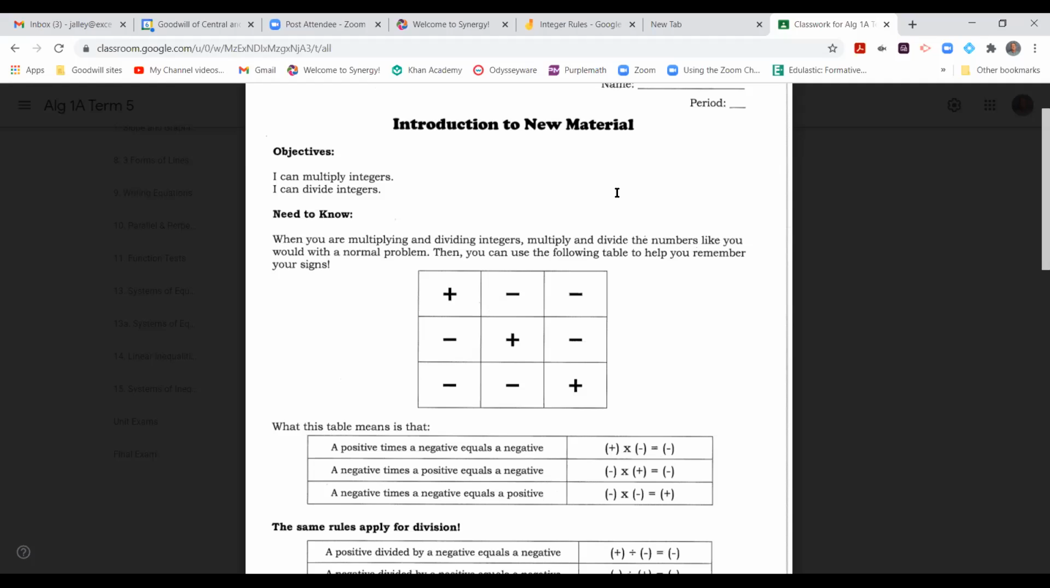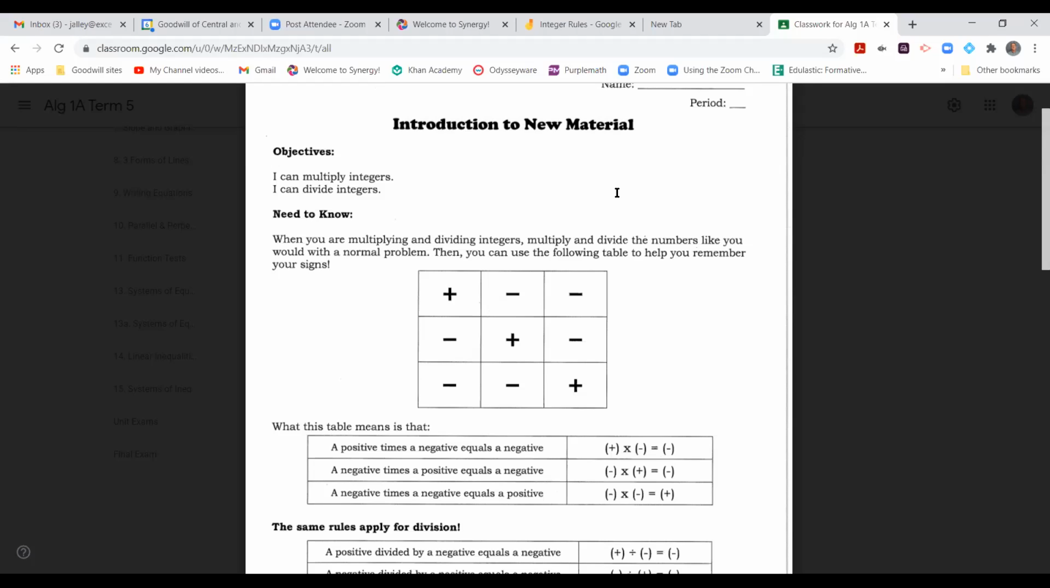For multiplying and dividing, if I have the same sign, I'm going to get positive. And so this little grid here, wherever you start, the next one times the next one is going to give you the answer in the third box. So positive times a positive is a positive. Positive times a negative is a negative. Negative times a negative is a positive. Negative times a positive is a negative.